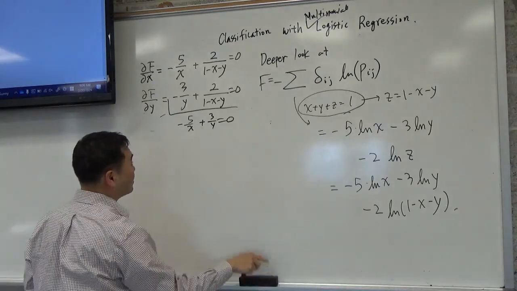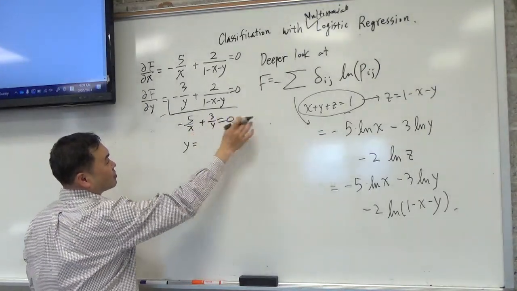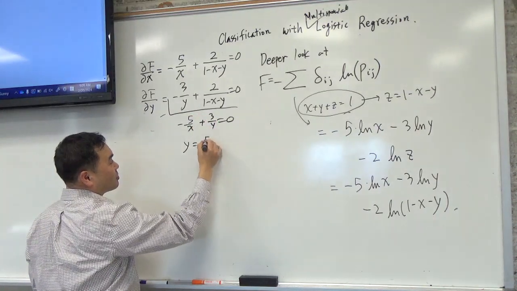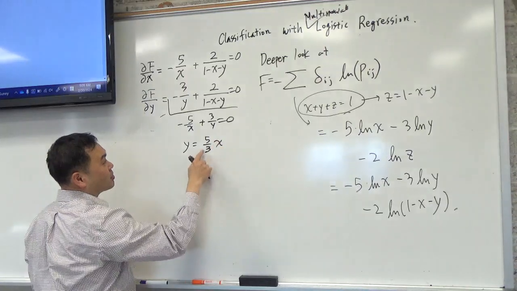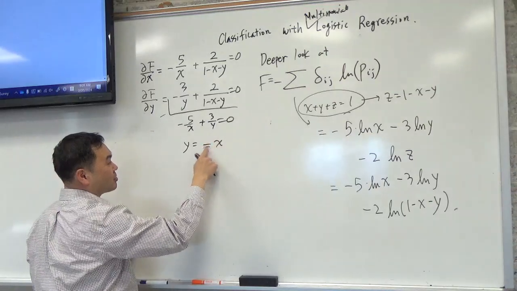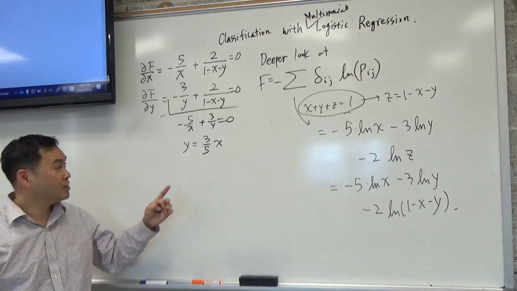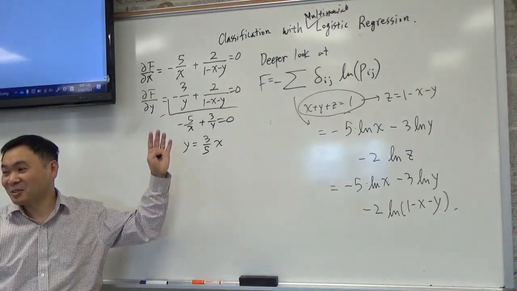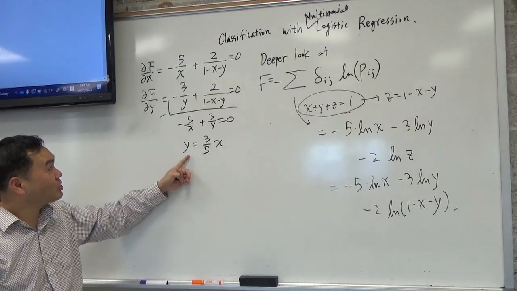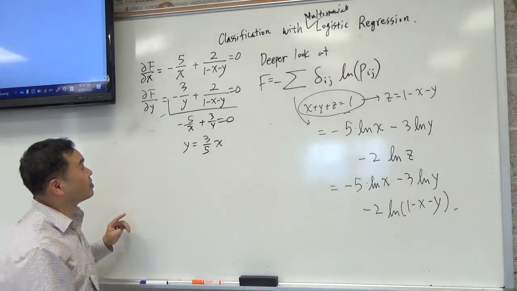So the y. 3x. Yeah, y is, let's see, 5, flip, 5 over 3x. Is that right? No, 3 over 5x. Right? 3 over 5x. You should be able to do this mental math, right? So it's this one, and now you put it back into the first one.